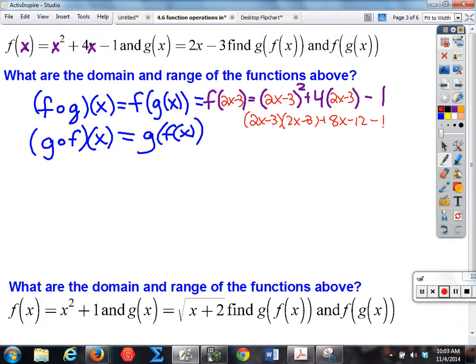So now I want you to be thinking of g of f of x. Look at the function g and see if you can figure out what g of f of x is. You don't have to simplify it out, just plug it in and see if you can find it.